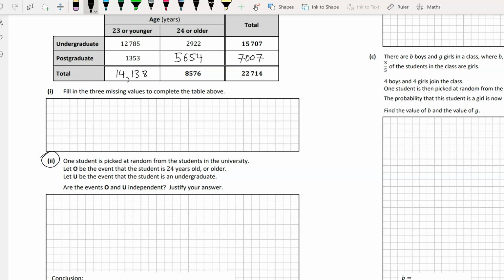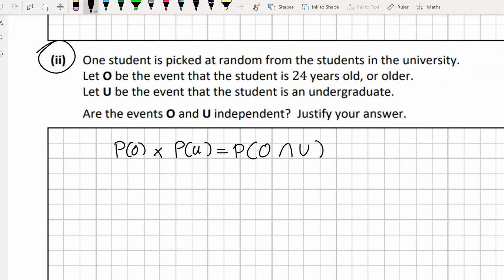One student is picked at random from the students at the university. Let O be the event that the student is 24 years or older. Let U be the event that the student is an undergraduate. Are the events independent? Justify your answer. If events are independent, then the product of the probabilities of the events must be equal to the probability of the events occurring at the same time. So probability of O multiplied with probability of U must be equal to probability of O intersection U. Just make sure that's intersection, not union.